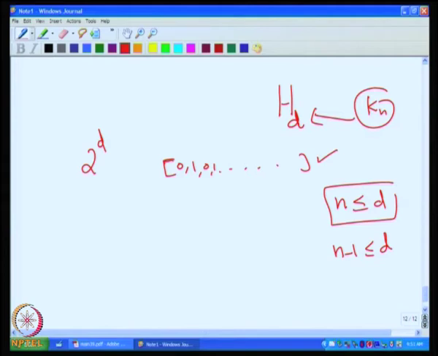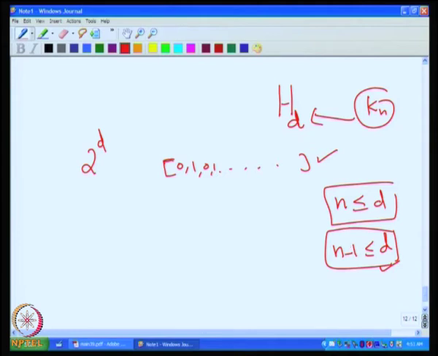If you take K_n, then we have n vertices in it, and the degree of each vertex is n minus 1. So n minus 1 cannot be more than d, as we have already mentioned, because from every branch vertex we will see at least n minus 1 paths going, and only d paths can go.